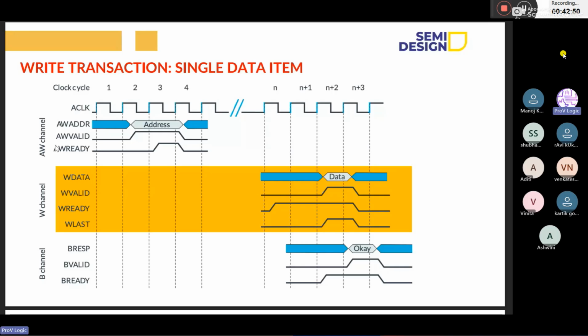In the transfers, here there is a burst transaction and multiple transfers will be there. W last is a signal which indicates the last transfer or last beat. So here, this data is the last transfer. That's why W last is high here.